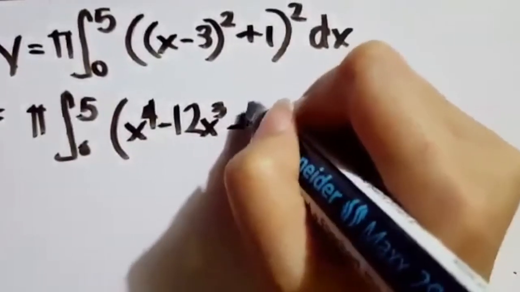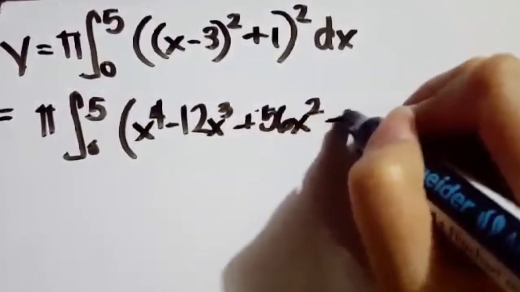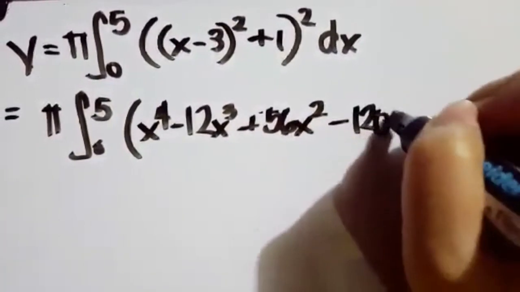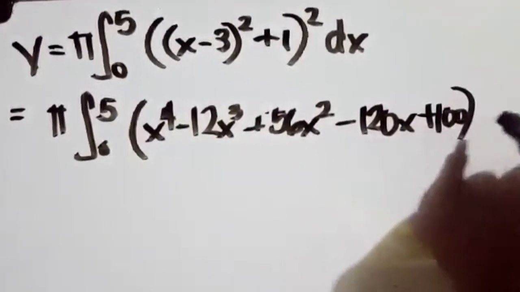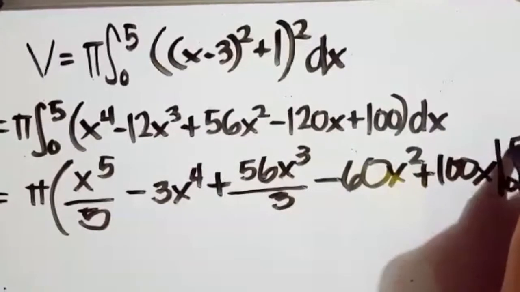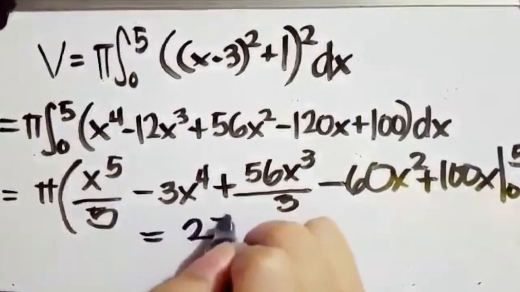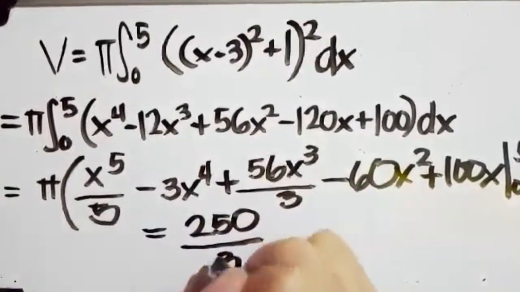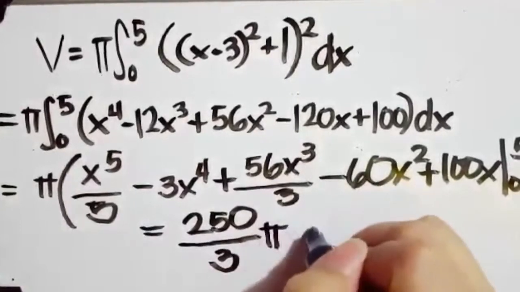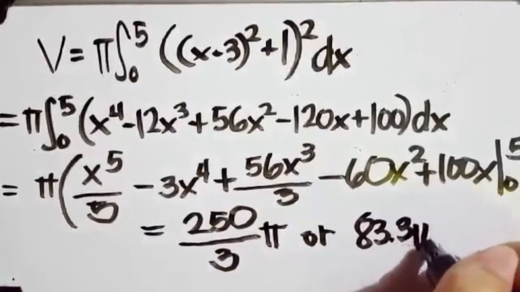So we'll just fully expand the integrand because that would become easier. And so that would become x to the 4th minus 12x cubed plus 56x squared minus 120x plus 100. Then when we integrate, it becomes x to the 5th over 5 minus 3x to the 4th plus 56x cubed over 3 minus 60x squared plus 100x. And when we properly substitute, it then simplifies to 83.35 units cubed.